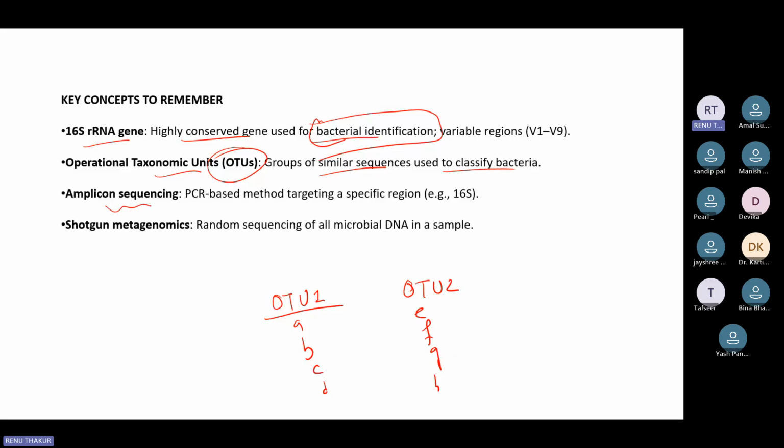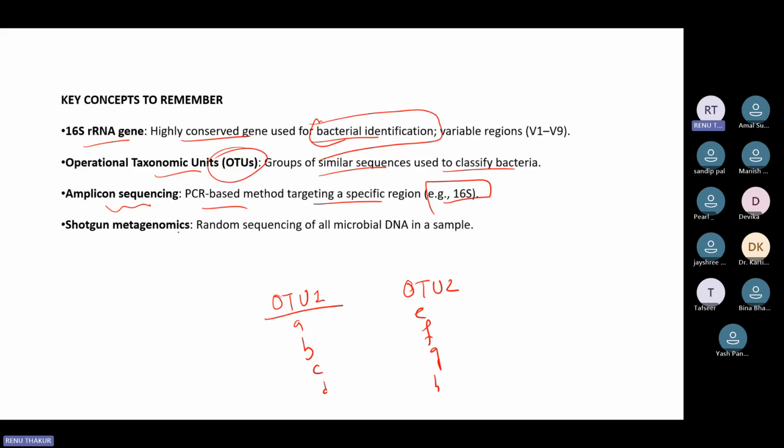Amplicon sequences means the sequences you have after the PCR. So it is PCR based, targeting a specific region, that is 16S. This is known as an amplicon. Amplicon is nothing but the PCR amplified fragment.